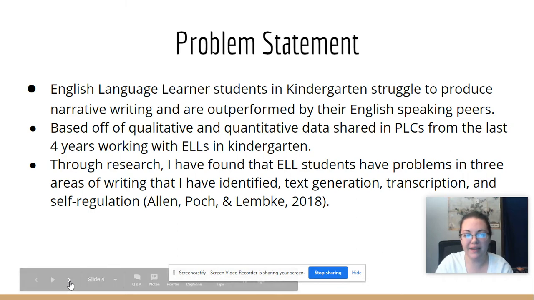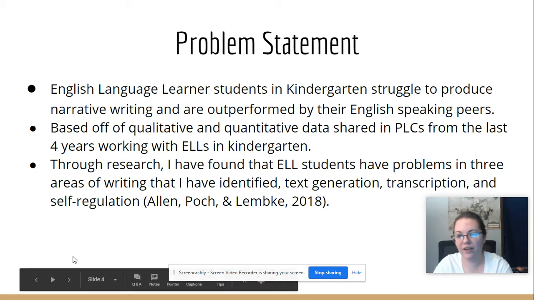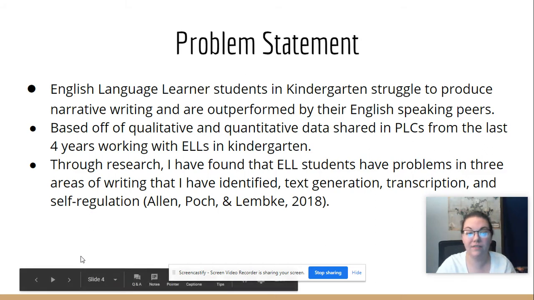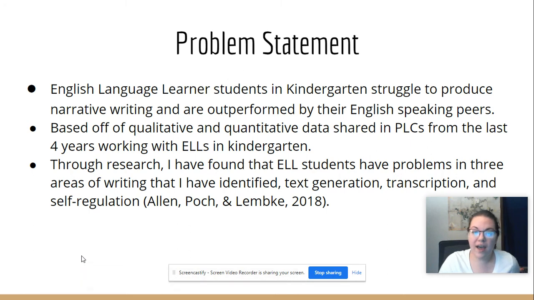So the problem statement: the English language learner students in my kindergarten classroom struggle to produce narrative writing and are outperformed by their English-speaking peers. And this is based off of both qualitative and quantitative data that we've shared in PLCs from the last 4 years working with ELLs in kindergarten. So I know that this is something that they struggle with and that they've struggled with year after year after year.